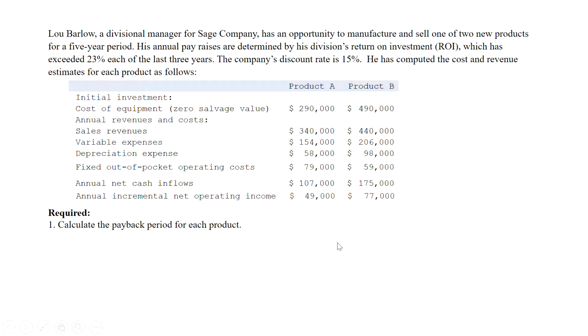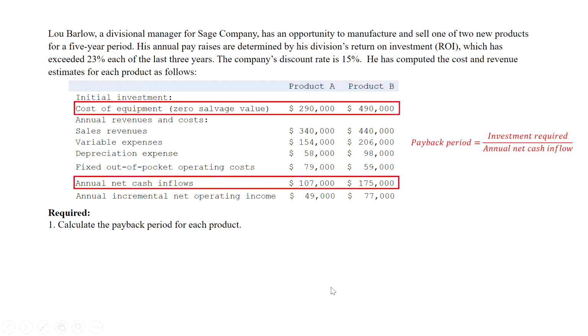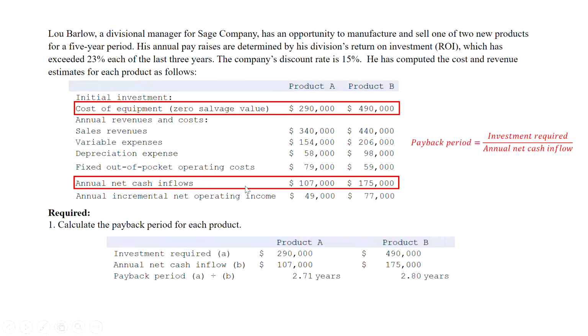So the first one's going to be payback period. Payback period is telling me the relative amount of time it takes to recoup my investment dollars. So it's a period of time. What's the formula? Investment required over annual net cash inflow. So you can see now why I did this, to have this set up and have this information readily at hand. For example, we need our investment, we need our annual net cash inflows.